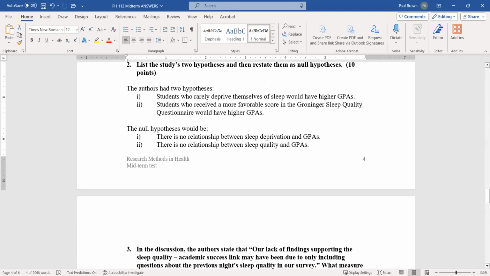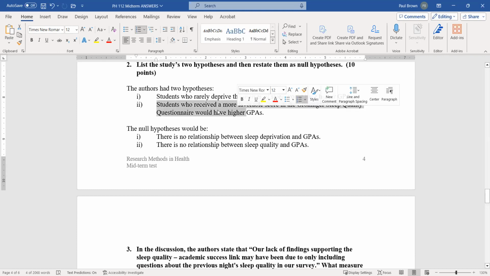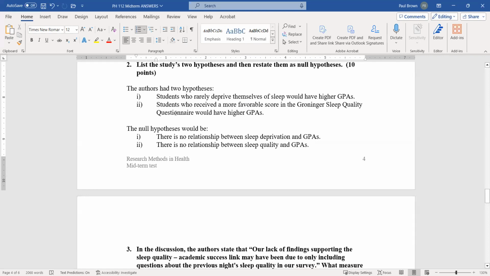Okay. List the study's two hypotheses and then restate them as null hypotheses. So there are your two hypotheses. Students who rarely deprive themselves of sleep would have higher GPAs. And students who receive more favorable scores on the going to go to sleep quality questionnaire would have higher GPAs. And so those are your null hypotheses: no relationship between sleep deprivation and GPA, and no relationship between sleep quality and GPA. Okay, questions?